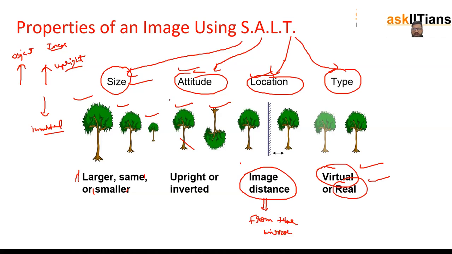So these are the four properties you can see. According to size, it can be larger, smaller, or of the same size. Attitude can be upright or inverted. We have seen that if the orientation of the image is the same as the object, it is an upright image. If the orientation is just reverse, it is known as an inverted image. Up to this, all is clear. The third one is location. Location means image distance, and distance is always measured from the mirror. The fourth is the type, whether the image is virtual or real, which we'll see in the next lecture. Okay.